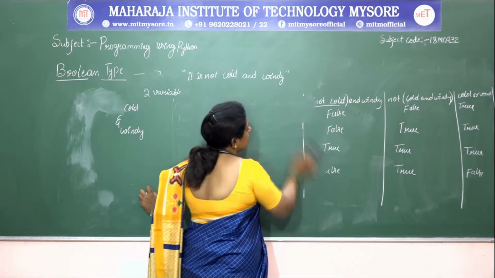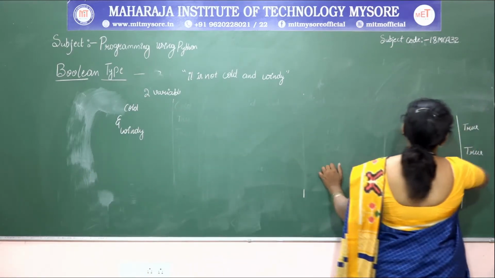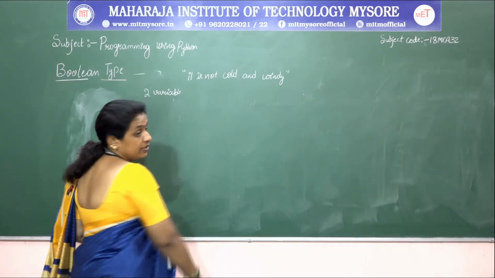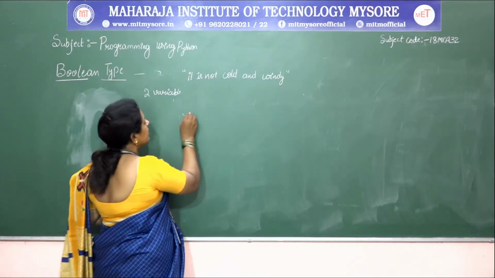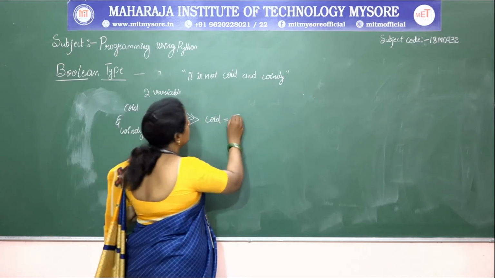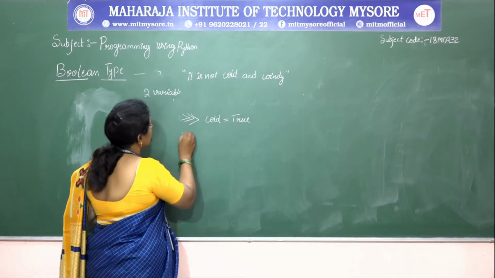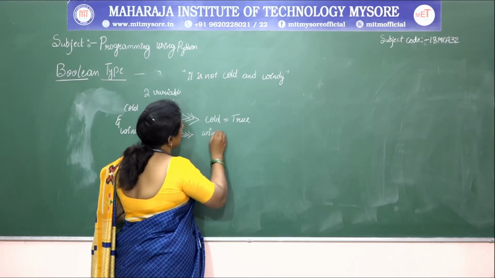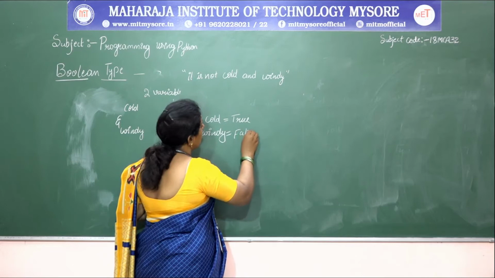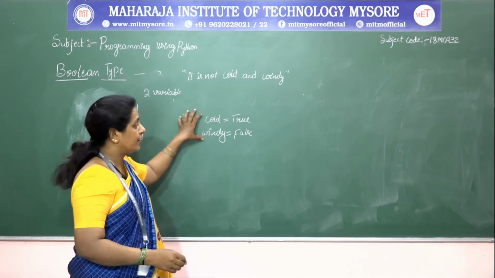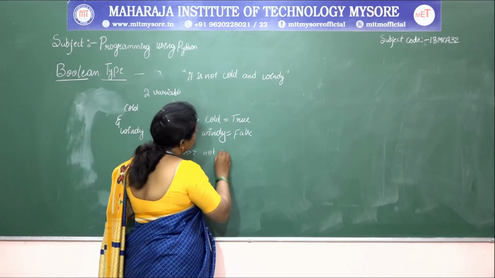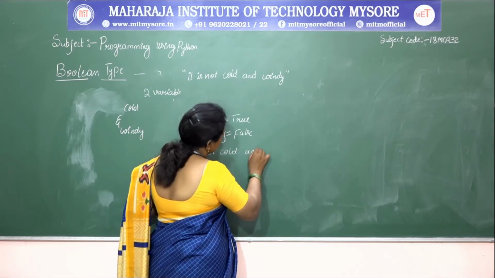So we can write the same thing in code. This can be written using Python code. Okay, let's go with the same thing in code. Just taking the variables, cold equal to true. Wind equal to false. So these are the two values for the variables cold and wind. So I am applying the not cold and wind.